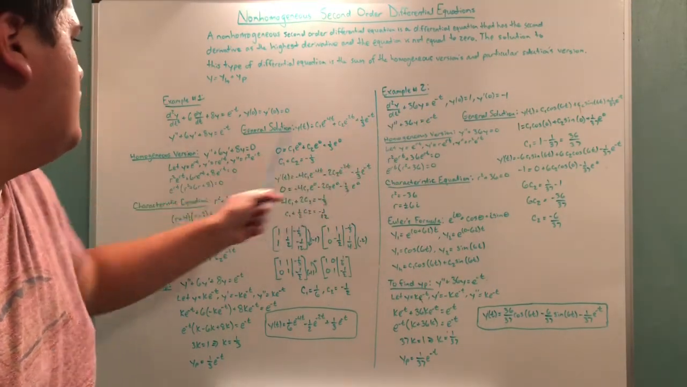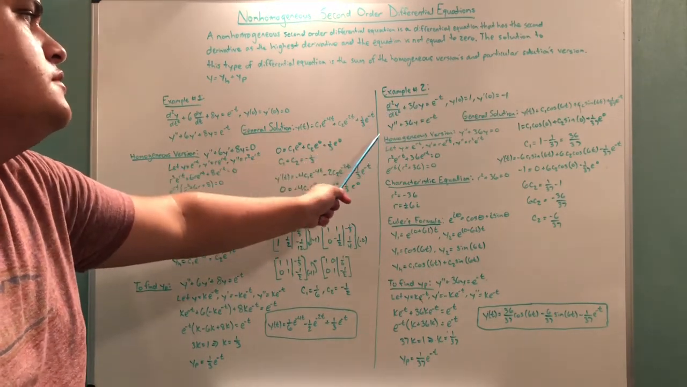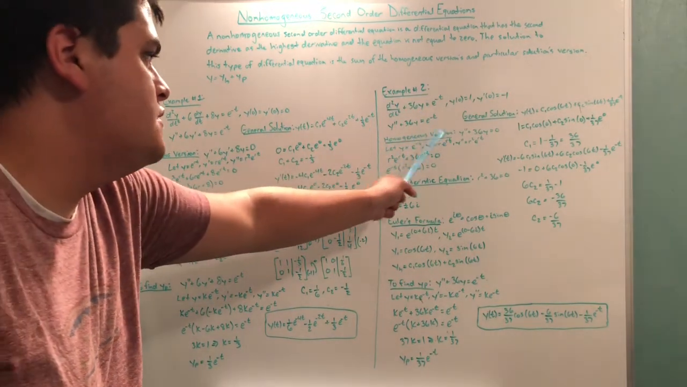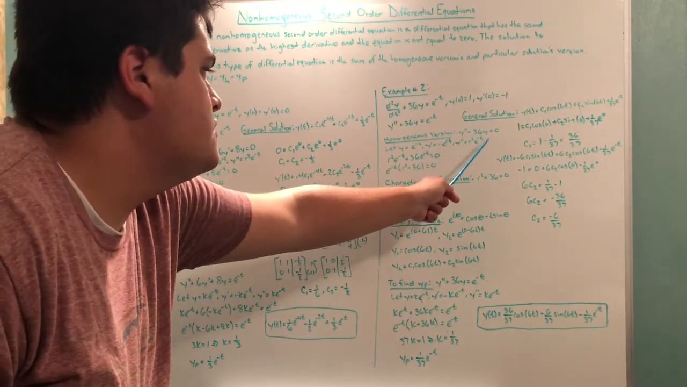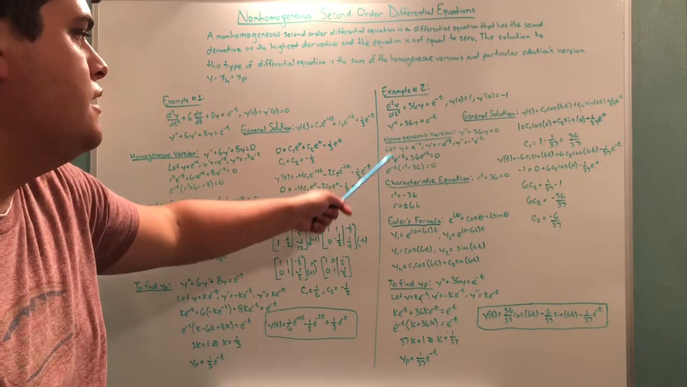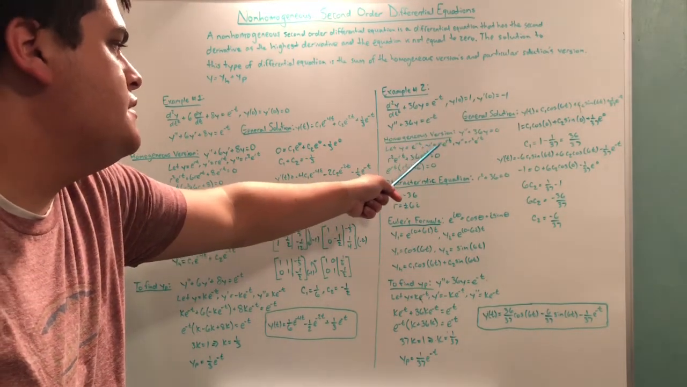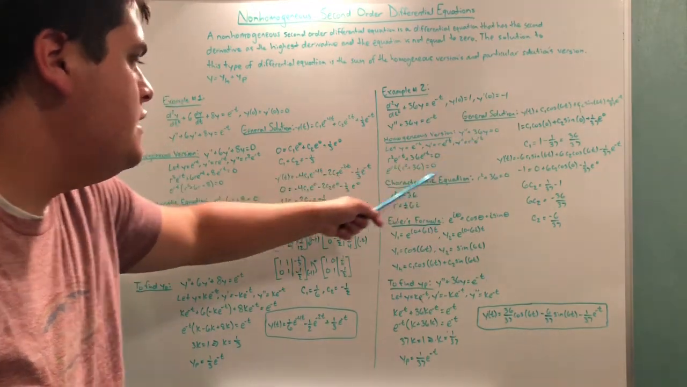However, we don't have this term right here in this specific equation. So our homogeneous version is just this equal to 0. So y double prime plus 36y is equal to 0. Like the previous example, we are also going to get a characteristic equation by letting y equal to e to the rt. Y prime is equal to r e to the rt, and y double prime is equal to r squared e to the rt.